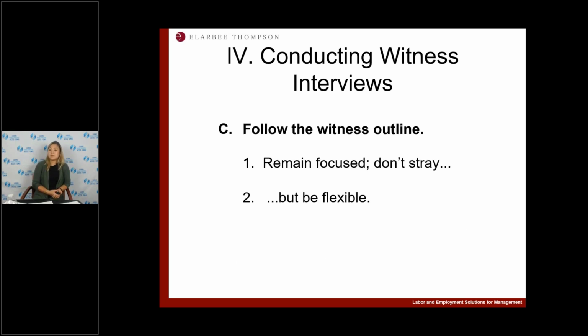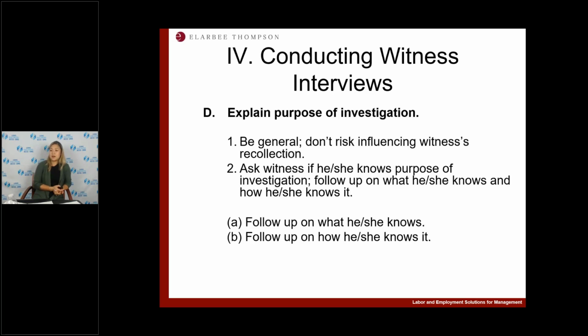All right, so follow your witness outline, pretty straightforward. Like I said before, sometimes an interview will reveal things that you need to explore that you didn't know before. But for the most part, it's best to stay on your outline because it will help keep your interview to a reasonable amount of time and focus. You'll want to start by explaining the purpose of the investigation. This tends to be pretty general, particularly with third-party witnesses. You want to make sure that you're not influencing the recollection.